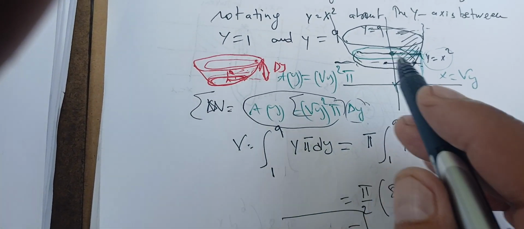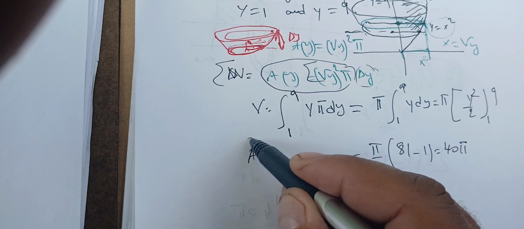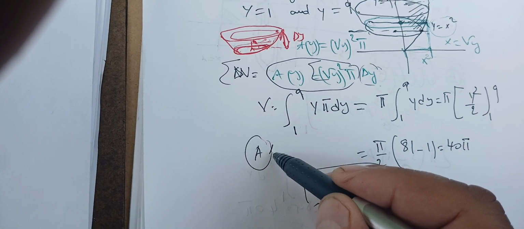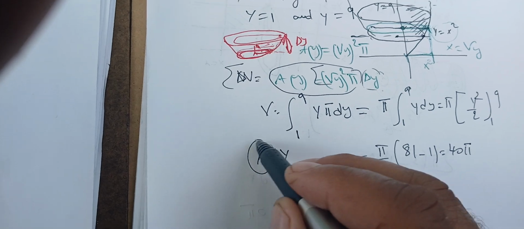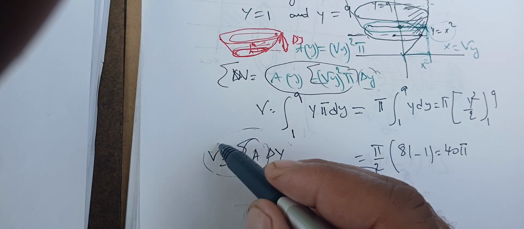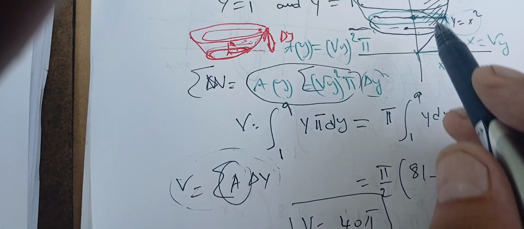It's the same as in the x-axis. All we need to do now is find the cross-sectional area, multiply that by some delta y, and sum up to get the volume. We use this as our Riemann sum.